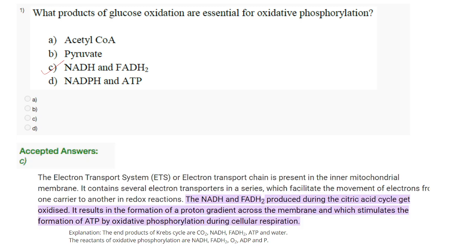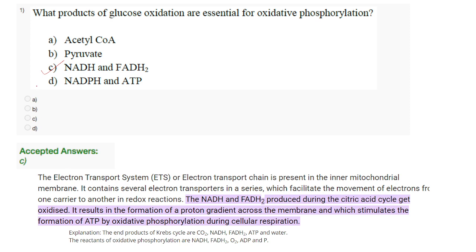In the electron transport chain, present in the inner mitochondrial membrane, there are several electron transport complexes in series, which facilitate the movement of electrons from one carrier to another in redox reactions. The NADH and FADH2 produced during the citric Krebs cycle get oxidized. It results in the formation of a proton gradient across the membrane, which stimulates the formation of ATP by oxidative phosphorylation during cellular respiration.